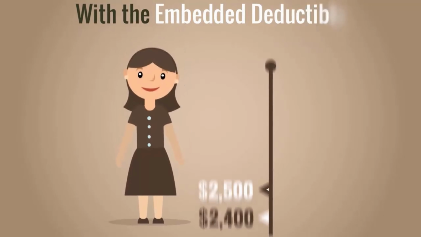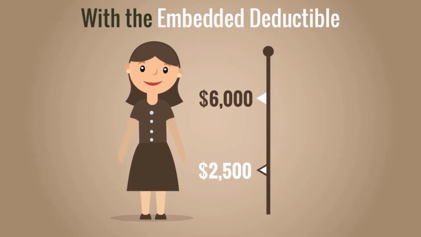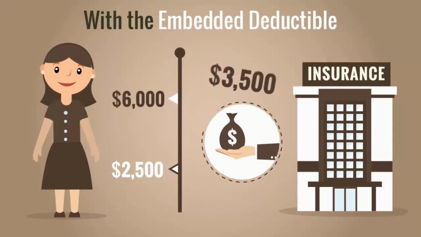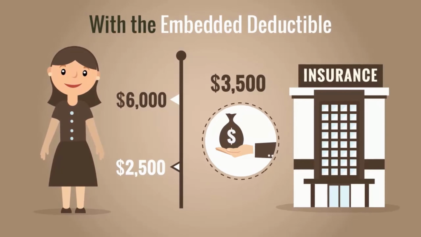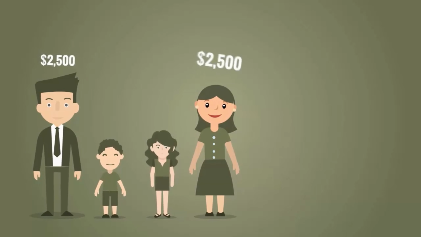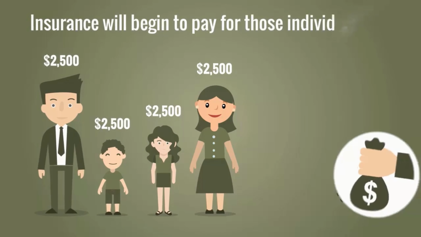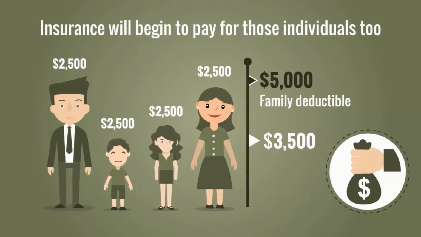With the embedded deductible, since mom has met her $2,500 individual deductible, the health insurance would pay its share of the remaining $3,500 in mom's eligible expenses, subject to the plan's cost sharing. If other family members reach their own deductible, insurance will begin to pay for those individuals too, even if the overall family deductible has not been reached.